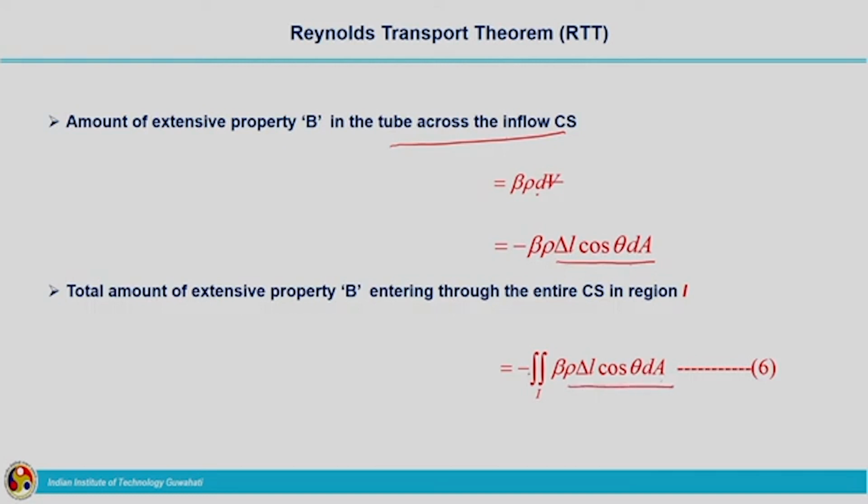The negative has come due to the angle. The angle was 180 minus theta, and cos of 180 minus theta is minus cos theta. So, this is across the control surface represented by region 1, the inflow control surface. This is the net amount of extensive property through the entire control surface in region 1. So, we got the expression corresponding to the control surface representing region 1 and also region 3, that is, the inflow region and also the outflow region. Now, we can substitute into term 2.